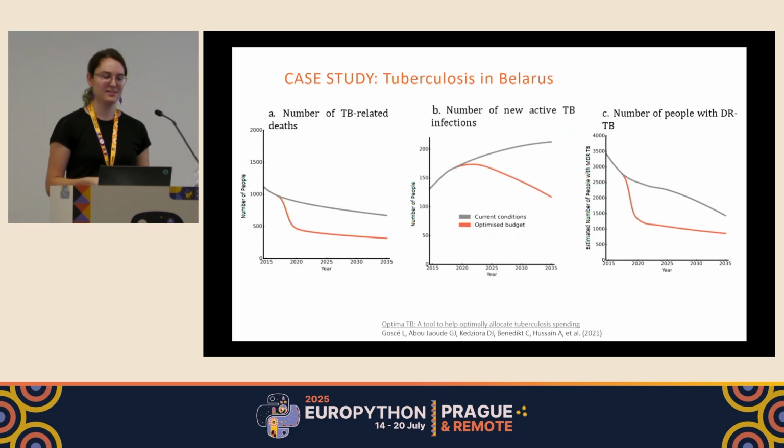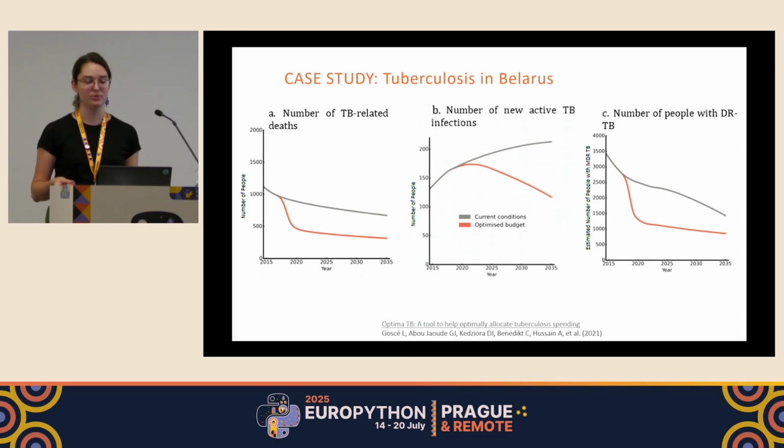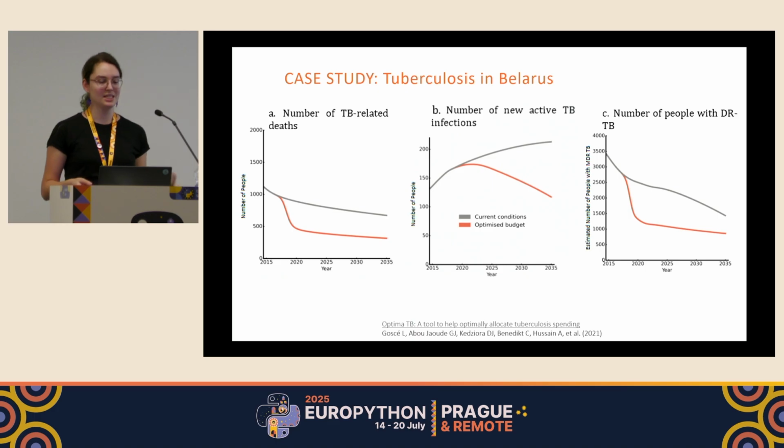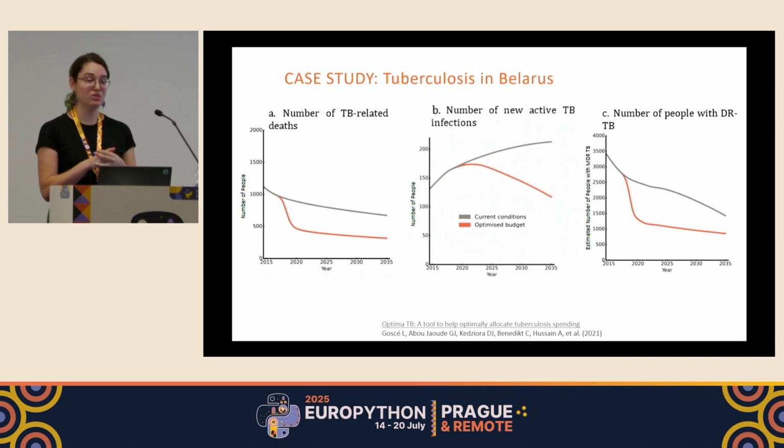So I want to look at this case study quickly about tuberculosis in Belarus. From left to right, we've got here plots of the number of tuberculosis deaths, number of new active tuberculosis infections, and finally, the number of people with drug-resistant tuberculosis. Drug-resistant tuberculosis is actually a huge issue in Belarus. I think it's the number one country in the world with drug-resistant tuberculosis as of the publication of this study. And here we can see a comparison between the current conditions, so this is the status quo if we don't change anything, and in red we have the optimized budget.